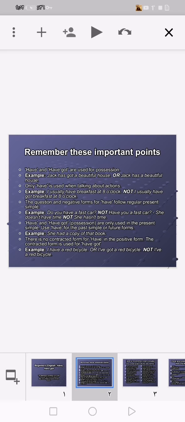Remember this important point. تركز بالبداية على هاي الـ points. Number one, have and have got are used for possession, للتملك. يعني أقدر أقول I have a car. وبنفس الوقت إذا قلت I have got a car، هي نفس الميننج طلاب. I have a car, I have got a car. لأن تستعمل هنا للتملك. For example, Jack has got a beautiful house. Or نفس المعنى إذا قلت Jack has a beautiful house.